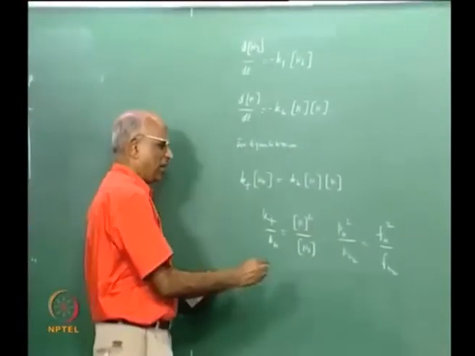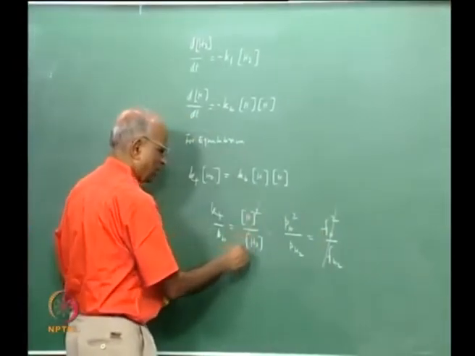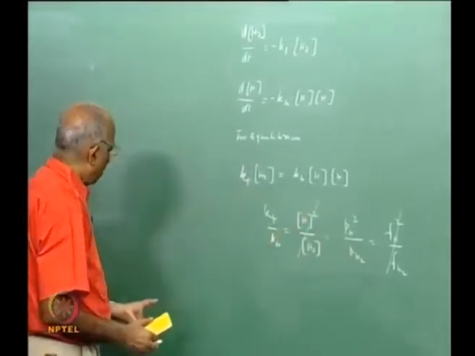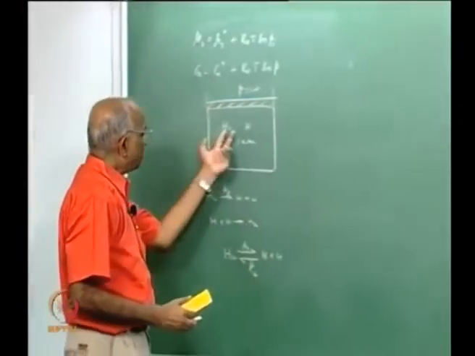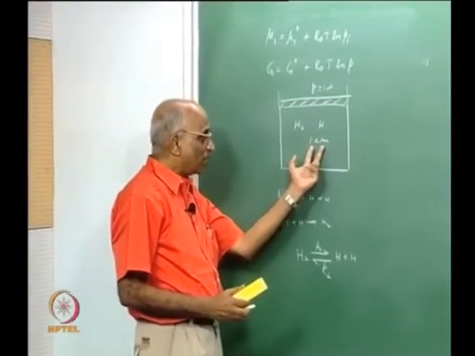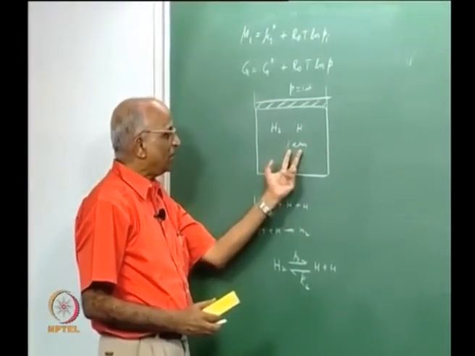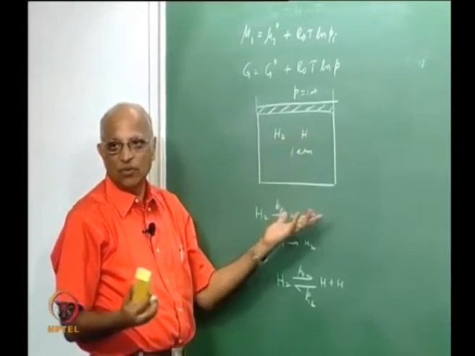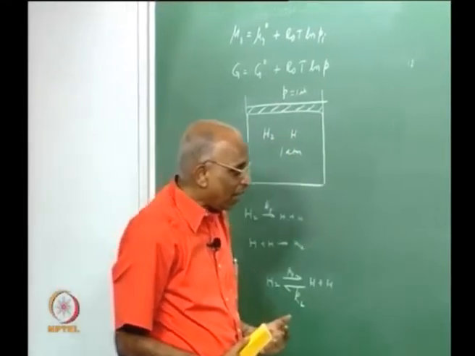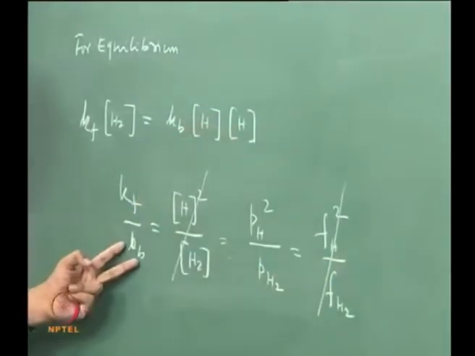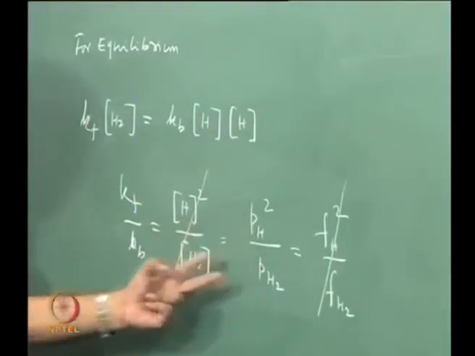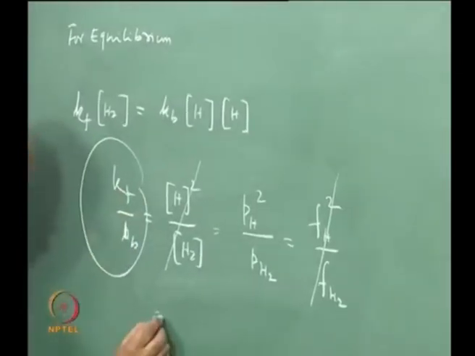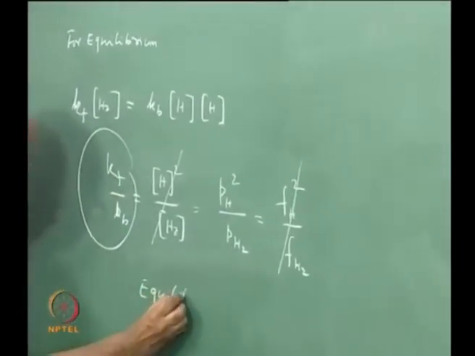But let us not get into fugacities and concentrations, let us just look at partial pressure, and we were interested in finding out, when we have hydrogen and hydrogen atom at 1 atmosphere pressure, what is the partial pressure of the hydrogen molecule, what is the partial pressure of the hydrogen atom. This is what we wanted to solve. Now we tell ourselves, well, the forward reaction divided by backward reaction goes as this, and this particular term is what is termed as the equilibrium constant.